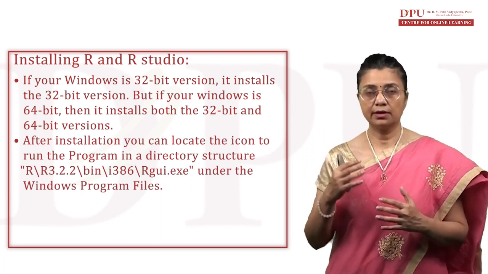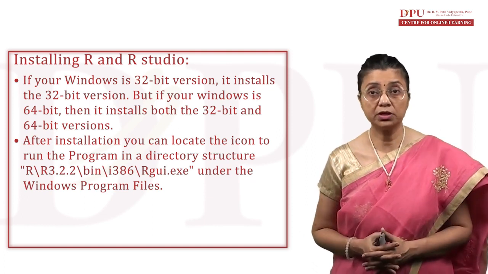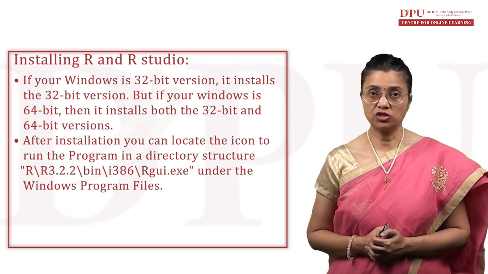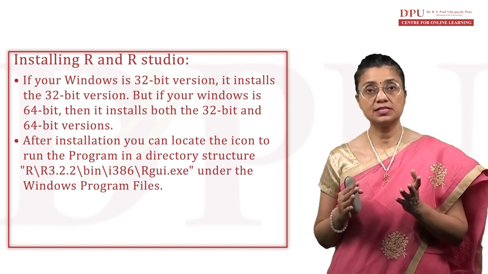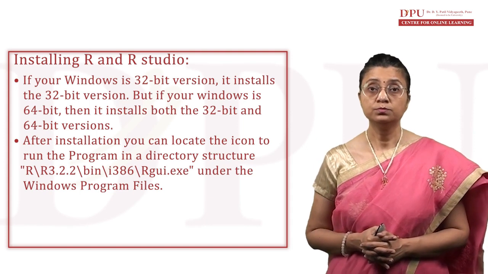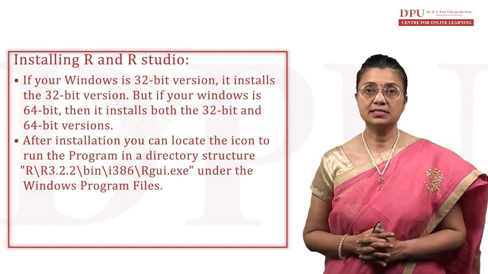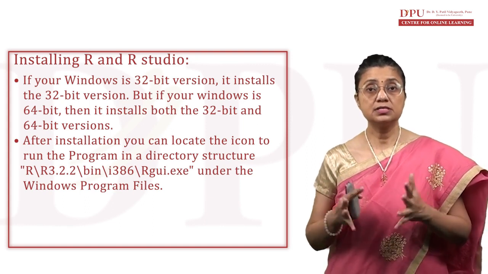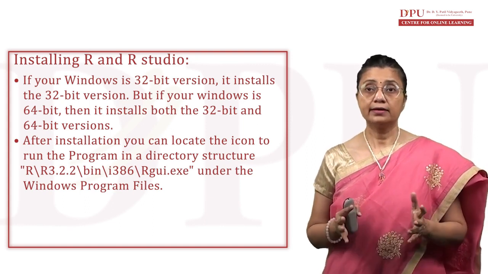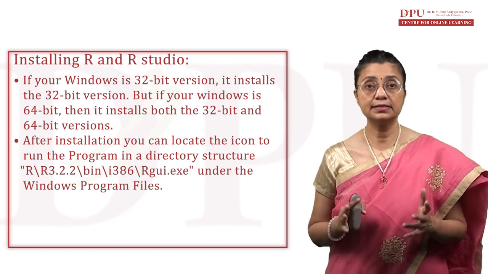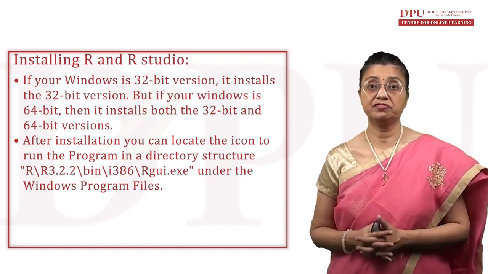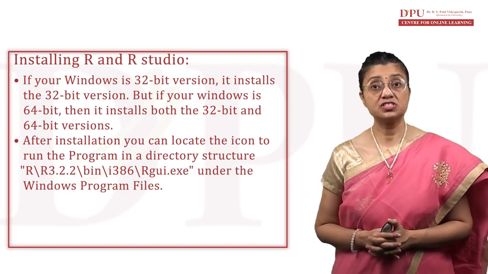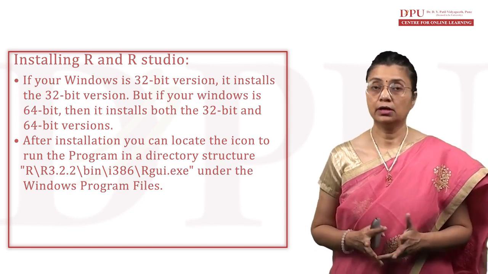So once R is installed on your computer, you will run the program in a directory structure, and that structure is r/r 3.2.2/bin/i386/rgui.exe. Okay, so this is the icon under the Windows program files. Clicking this icon brings up your R graphical user interface, also called RGUI, which is the R console to do the R programming.